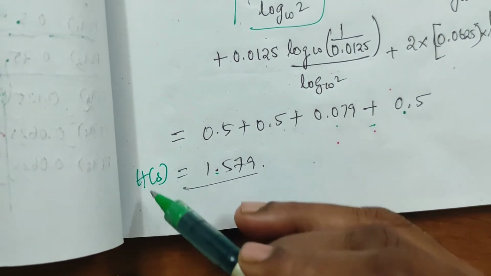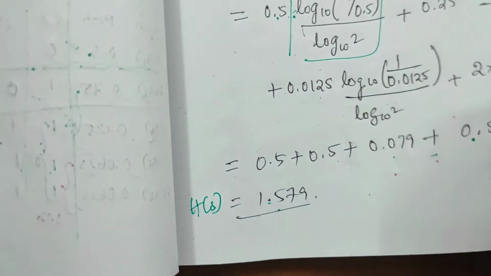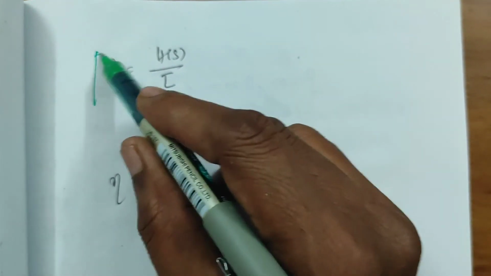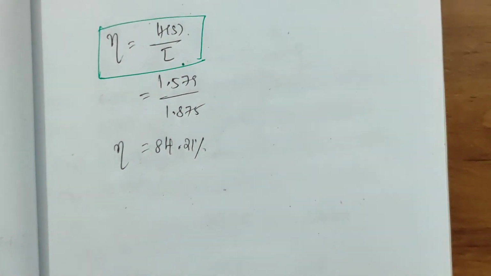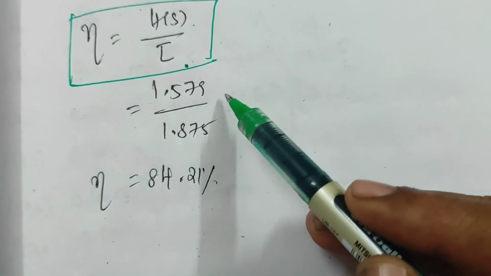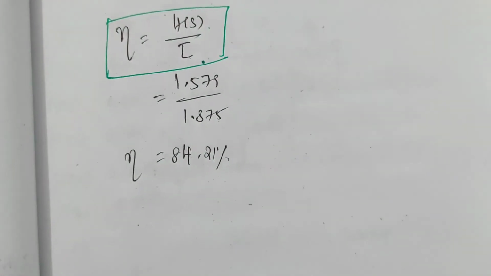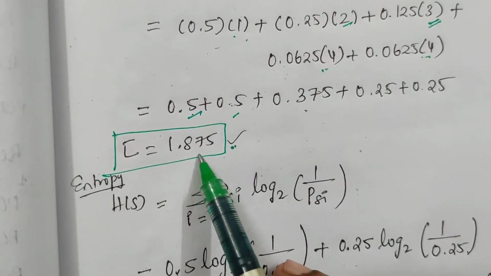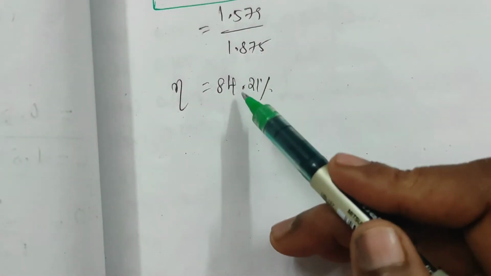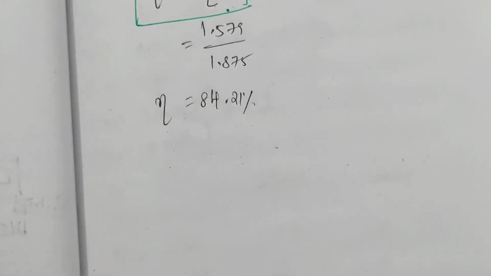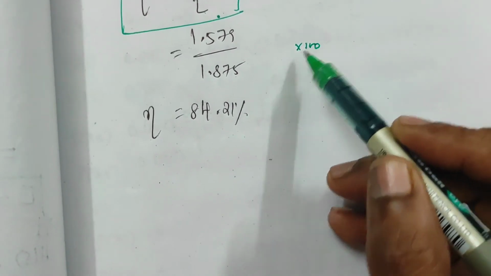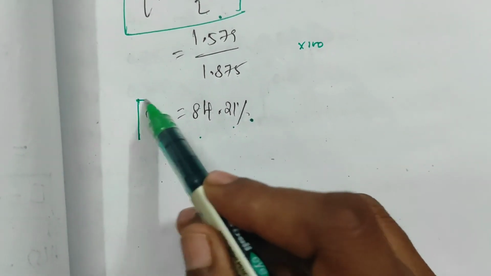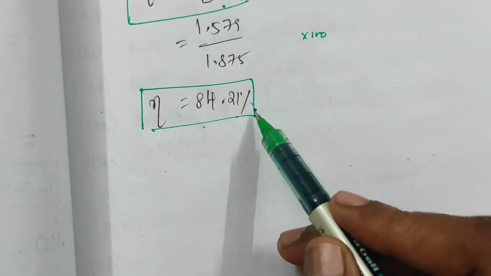So H of S is 1.575. Our next step is to find the efficiency. The efficiency formula is H of S divided by L bar. We have H of S as 1.575, and the L bar we obtained is 1.875. Just substitute and divide, and you will get 0.84 something. Multiply that by 100 and it gives the efficiency in percentage. So the efficiency here is 84.21%.